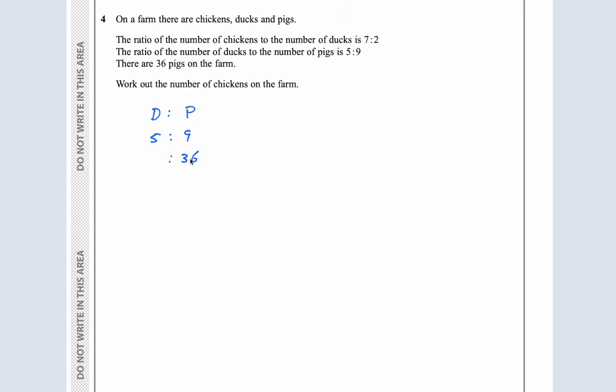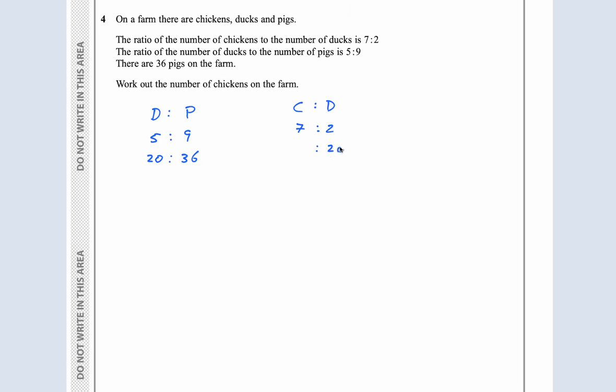Well, I do 9 times 4 gives me 36. 5 times 4 gives me 20. So there's 20 ducks on the farm. And he says the chickens to ducks is 7 to 2. So chickens to ducks is 7 to 2. But now I know there are 20 ducks from this.